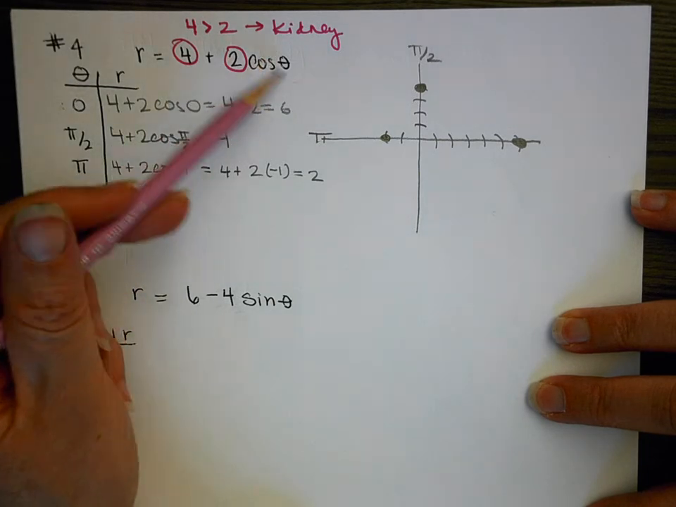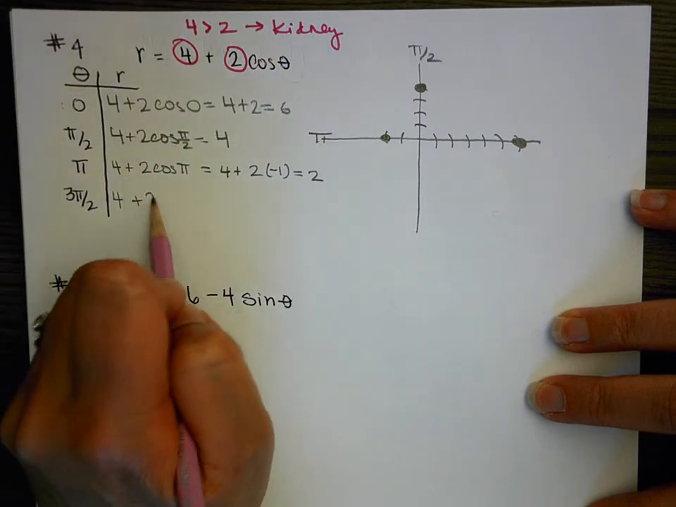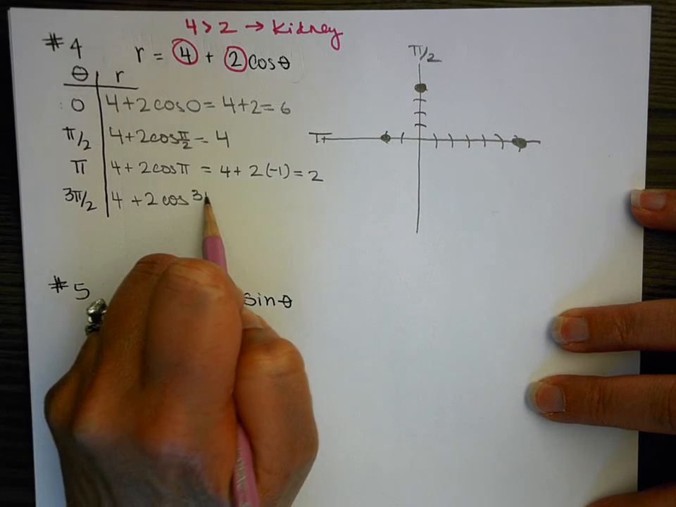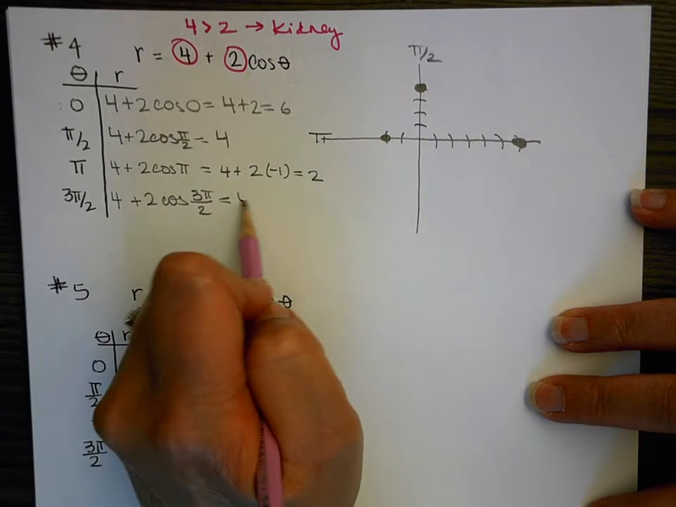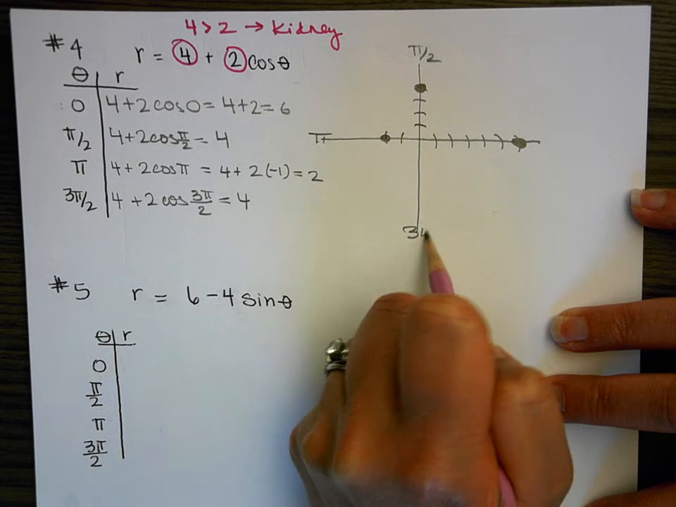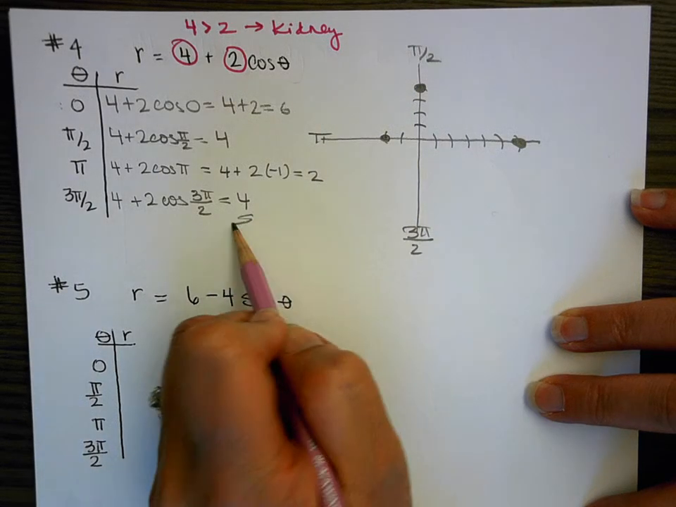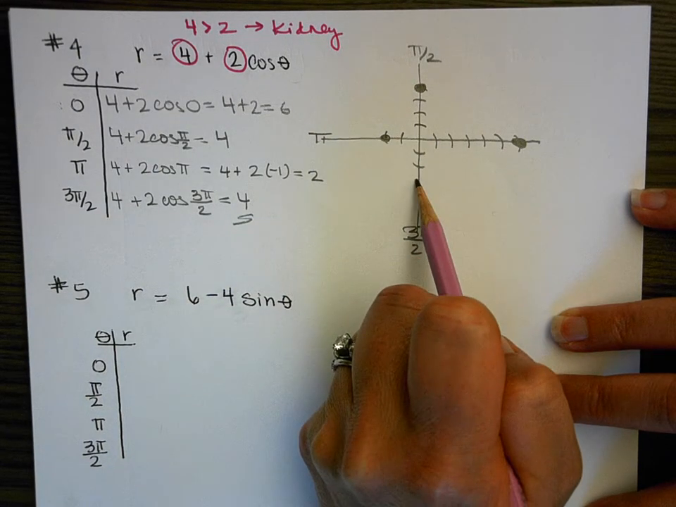So I'm going to replace theta here with 3 pi over 2. And then I know that at 3 pi over 2, cosine is 0, so that would be 4 plus 0, which is 4. So 3 pi over 2 is down here, so I'm going to go 4 units towards it.